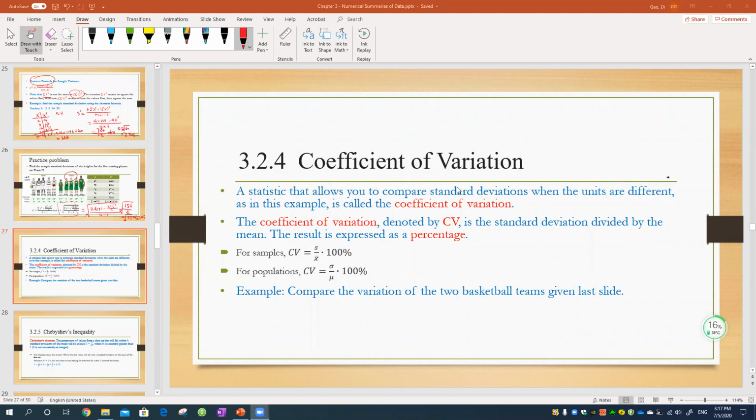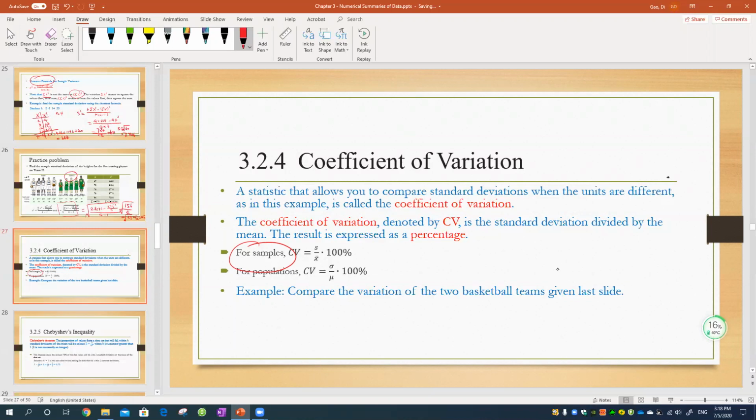Now let's start talking about the coefficient of variation. Section 3.2, part 4. A statistic that allows you to compare standard deviations when the units are different is called the coefficient of variation, and we usually use CV to denote that. It is actually pretty straightforward. It's just calculated by taking the standard deviation divided by the mean, and then we want to rewrite it in a percentage format. Like for the sample, we have CV equals the sample standard deviation divided by the sample mean, and then times 100%, which means we write it in a percentage format.